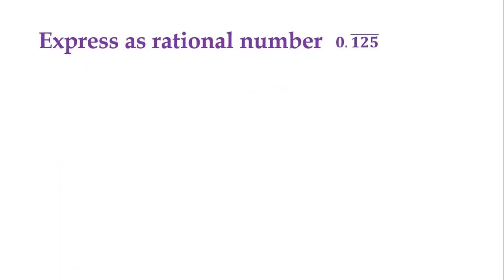Let me discuss one more problem in the same idea. Express the rational number 0.125 bar. What is the meaning of this? Here three digits are repeated, 125, 125, 125. This 125 is repeated again and again. So I am going to take x is equal to 0.125 bar.